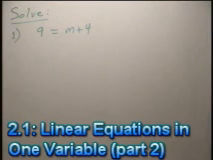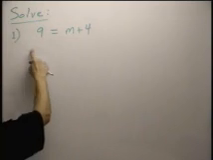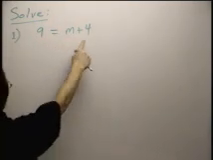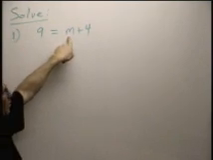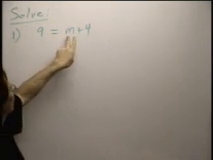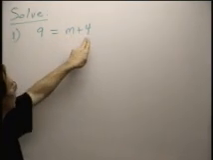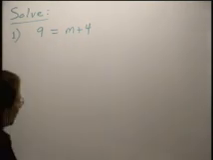Now that we know how many solutions a linear equation can have, let's start talking about how to actually find those solutions. If I have an equation like this, 9 equals m plus 4, what that means is m is some unknown number, and what I know is if I add 4 to it, I'm going to get 9.